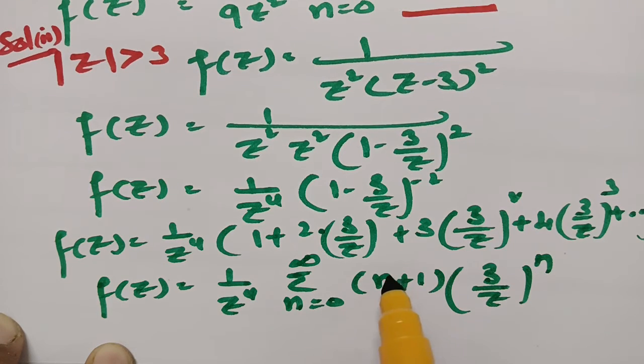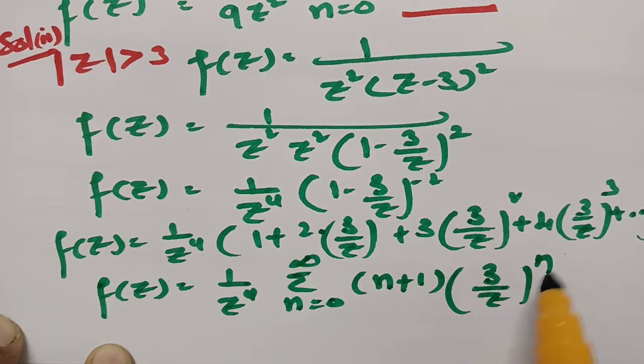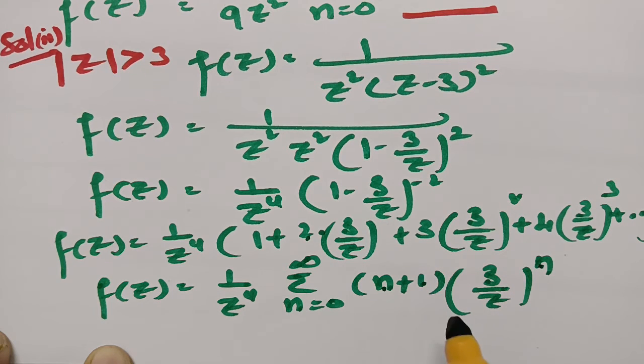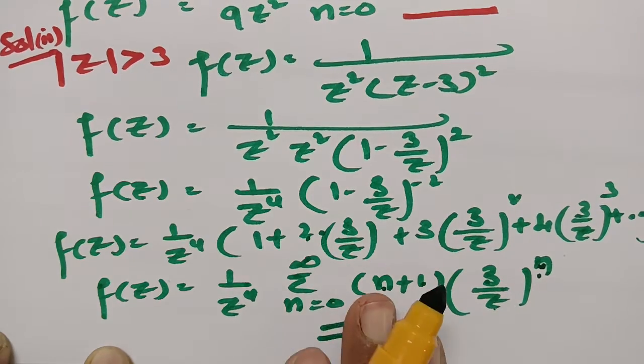If you keep n equal to 0 here, this is 1, since anything to the power of 0 is 1. If you keep n equal to 1, this is 1 plus 1, 2, times 3 by z power 1. If you keep n equal to 2, this is 2 plus 1, 3, times 3 by z square. So this is how we have to expand using the Laurent series.